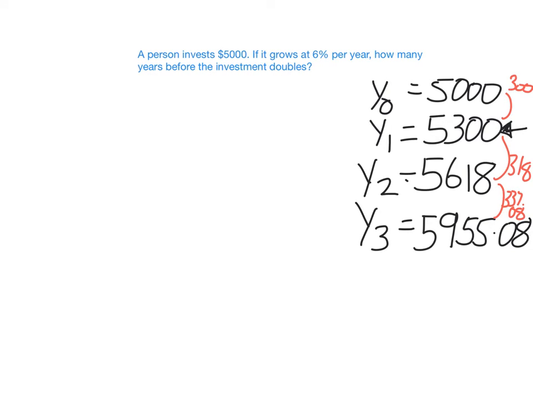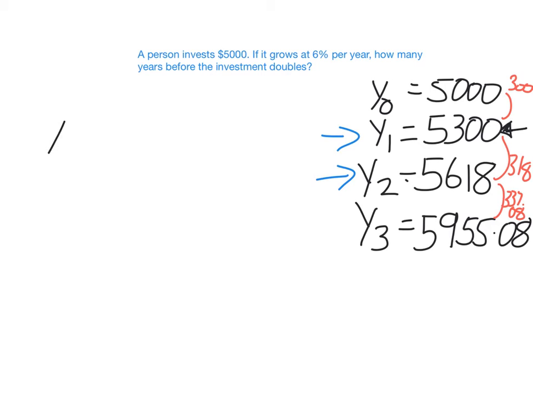So I could keep going and going until I see the investment double, but exponential equations allow us to solve this a lot quicker. And this is a very, very important application of exponential equations, compound interest. So the hard part about this is setting up the equation. So what I want to do, if I want to find out how many years this takes to double, I need to find an equation that tells me how much the investment is worth after so many years. So I want an equation that tells me that it's worth $5,300 after year 1 and that it's worth $5,618 after year 2.